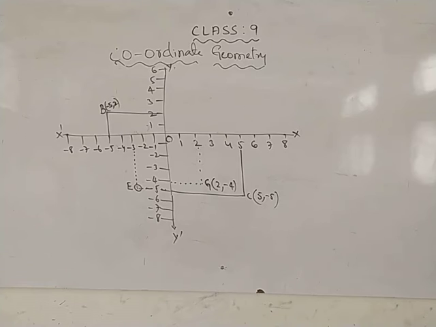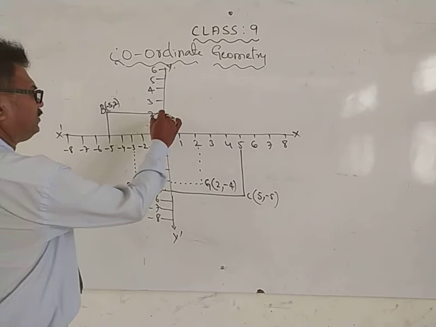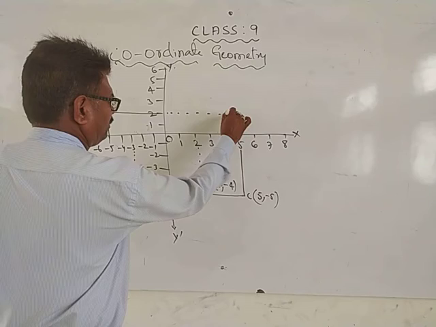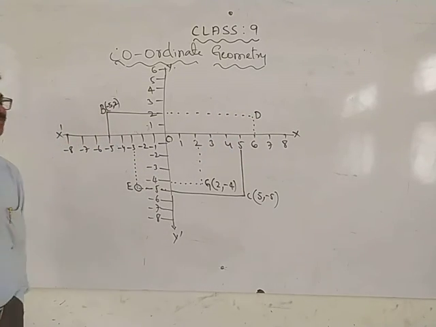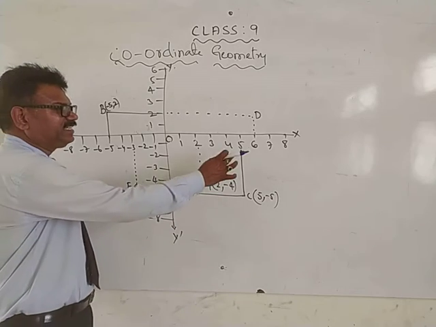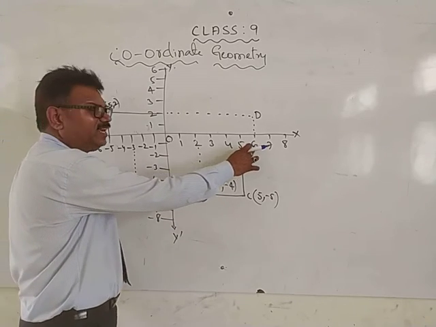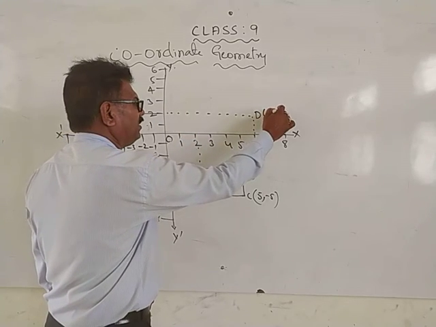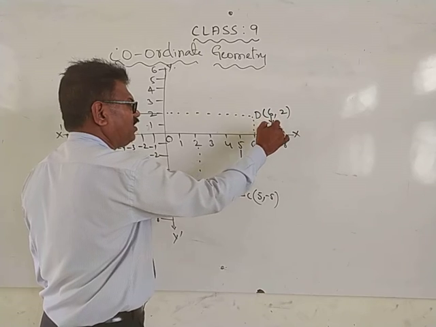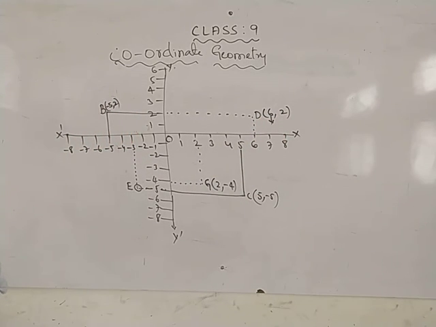Next, the abscissa of the point D. Do you know? What is the meaning of abscissa? Anyone? Yes. Abscissa means X value. What is the X value? Yes, 6 only. What about Y? 2. Therefore, what is the value of X? It is 6.